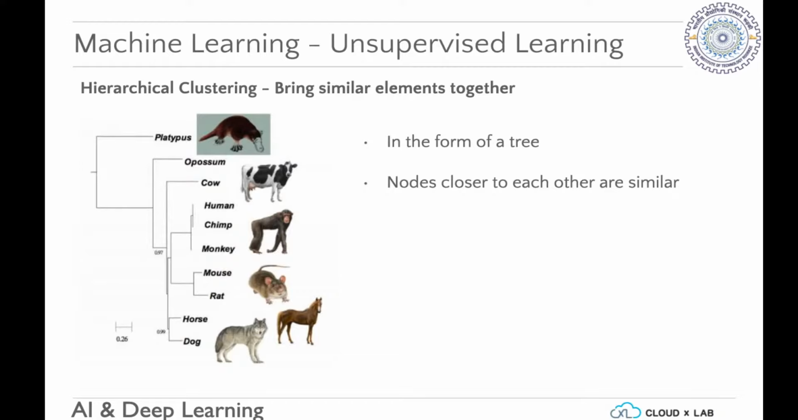Okay, I'll just finish the unsupervised learning section first. Another example of hierarchical clustering is to bring similar elements together. One great example of that is in biology. What you're trying to do is build a tree. When you run hierarchical clustering, the nodes that are closer are similar.